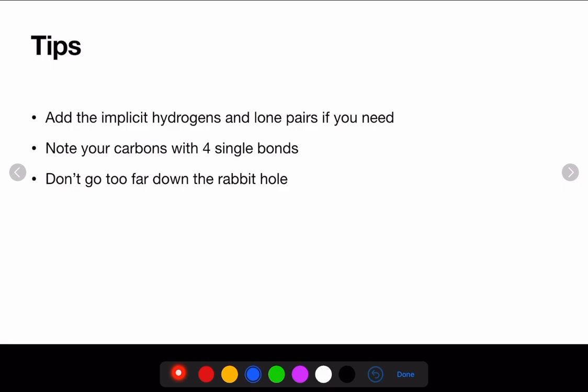Note your carbons with 4 single bonds because these carbons are sp3, so they are going to block your resonance. They are not going to participate themselves, and they can block other atoms from participating. Also, don't go too far down the rabbit hole and look for structures that are more insignificant contributors, and I'll explain what that means when we get into our examples.